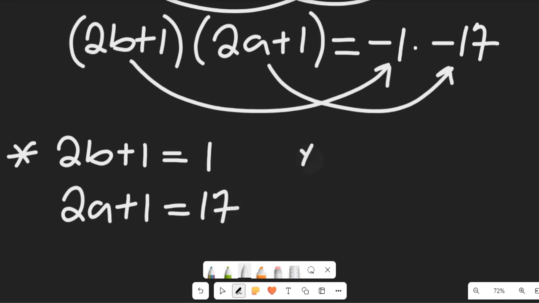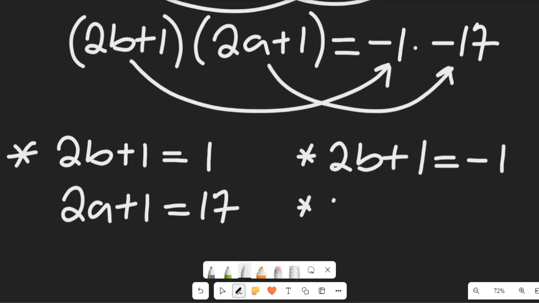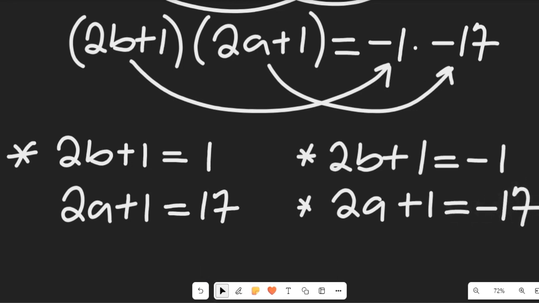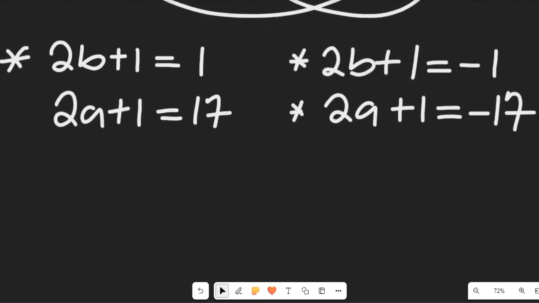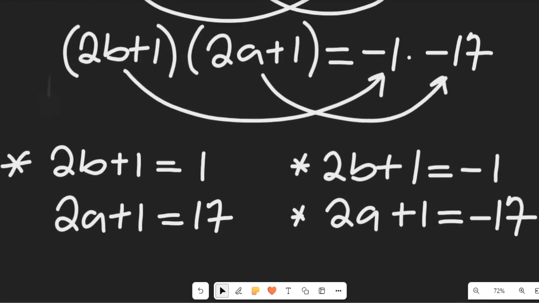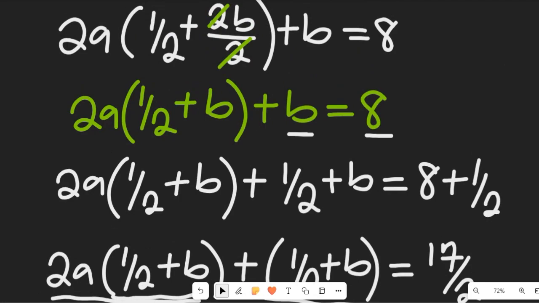And in the other case, we might have 2b plus 1 equal to negative 1, and we'll have 2a plus 1 equal to negative 17. So if we simplify these two expressions, we are going to find the values of a and b. And the values of a and b, when we add both, should be able to give us the value of a plus b, which is requested from the earlier part of this question.